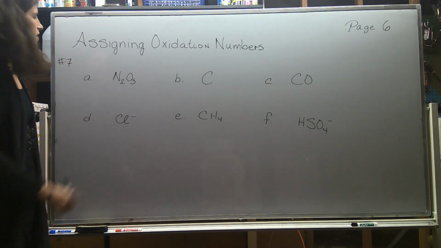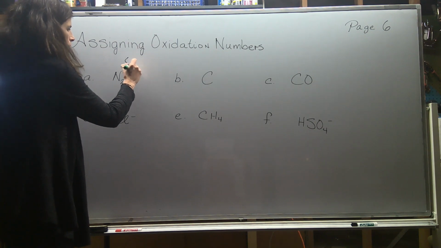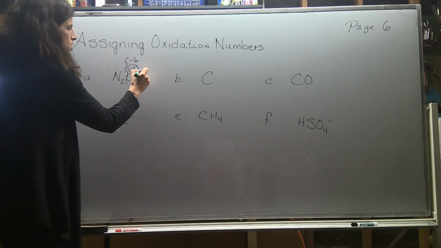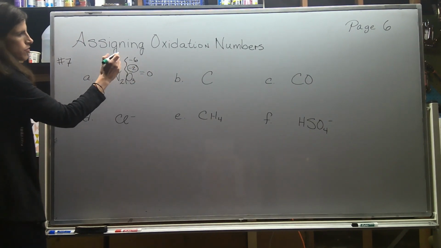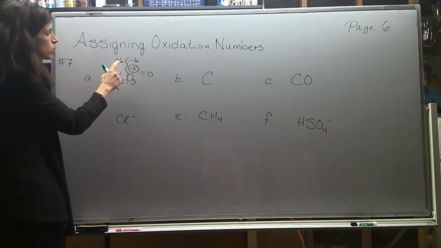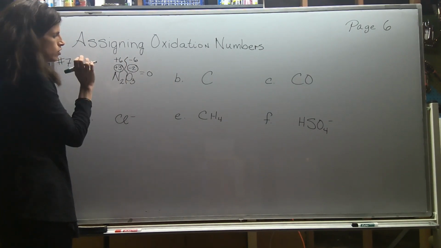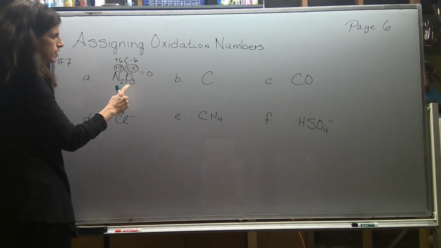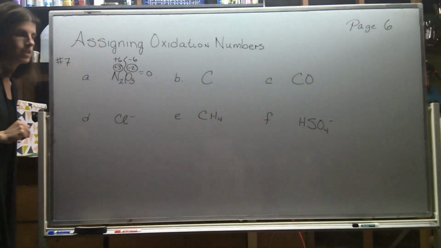Alrighty, let's do number 7. So here I'm going to do a -2 on the oxygen. -2 times 3 is -6. It's a neutral compound, so it has to equal 0. Therefore, I'm going to put a +6 on the other side. There's 2 nitrogens sharing that +6, so I'm going to do a +3 for each nitrogen individually. So 2 times 3 is +6. 3 times -2 is -6, and then everything equals 0.